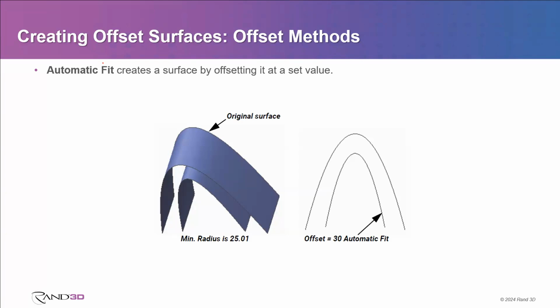Again, geometrically speaking, the true offset was impossible. So this automatic fit has Creo automatically try to scale the surface, make it look like an offset the best it can, and give us our new surface here. So even though this outside radius was only 25, and I'm offsetting to the inside of it by 30, when I switch it from normal to surface to the automatic fit, it actually works at a value of 30.